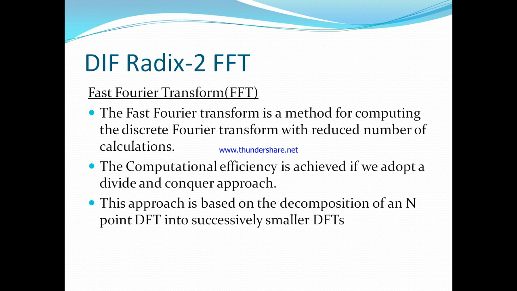Before that, we should know the Fourier transform. Normally the Fourier transform is an image processing tool. This transform is used in image analysis and image reconstruction. Normally the Fourier transform converts the time domain sequence into the frequency domain sequence. Now the DIF Radix 2 is one of the fast Fourier transforms.